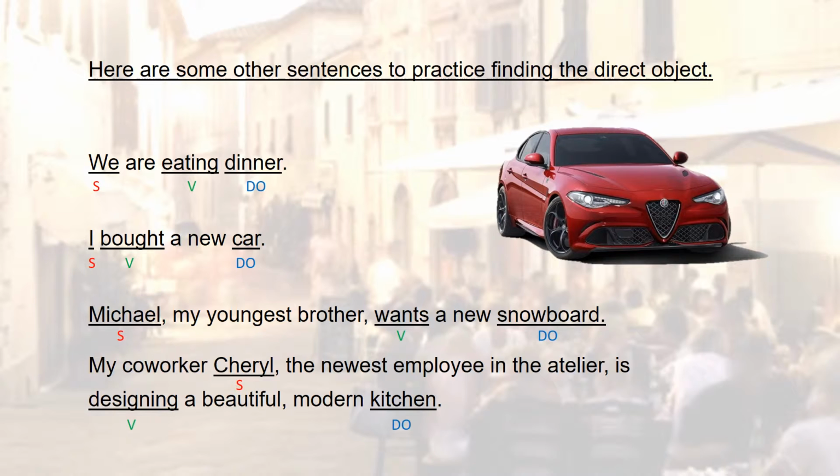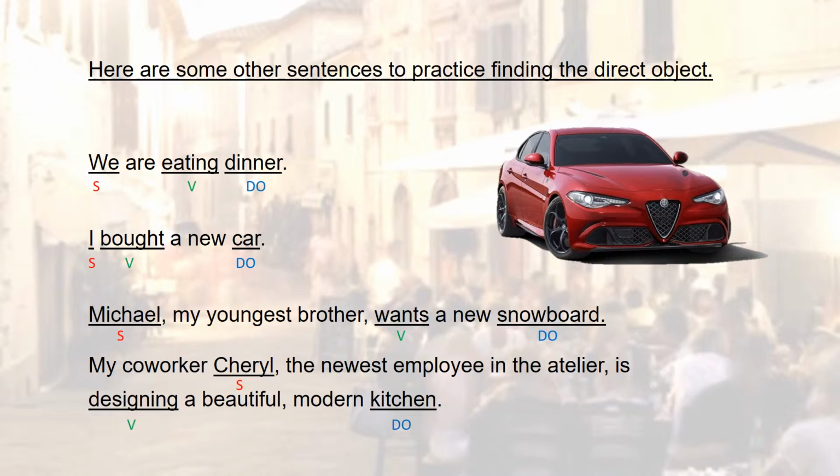Cheryl is doing something in this sentence. What is the action word? The action word here is designing. Cheryl is the subject, is designing something. Designing is the verb. Well, what is it that Cheryl is designing?